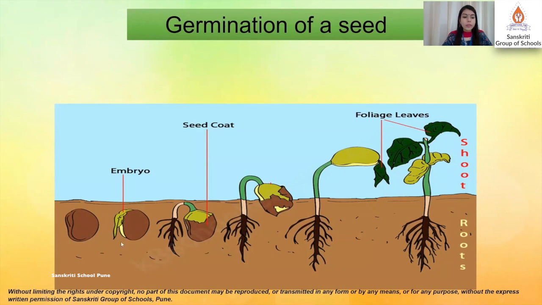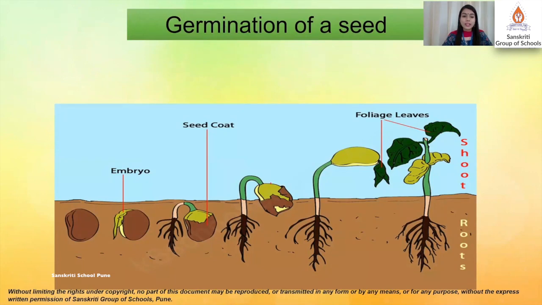Now, after a few days, the embryo starts to grow. We all have studied this earlier also, that a seed has a baby plant inside it. So when all the three conditions are given, a small embryo comes out. And that is actually a root. Why? Because it needs to absorb the food and other nutrients from the soil.